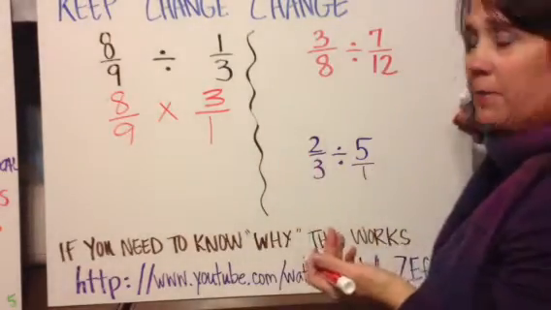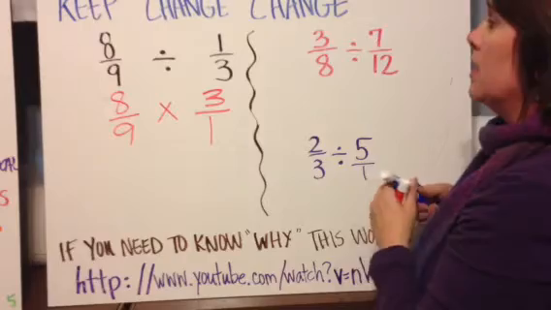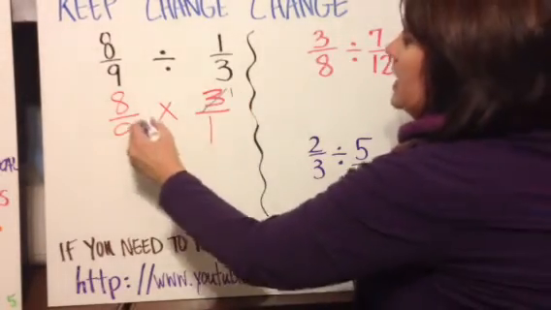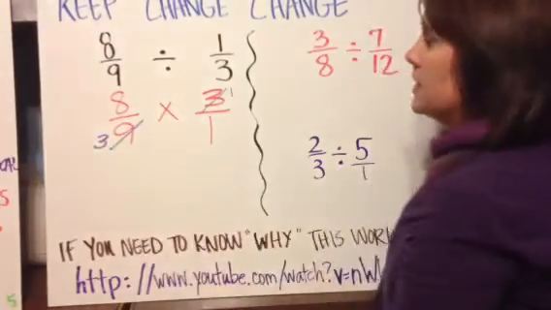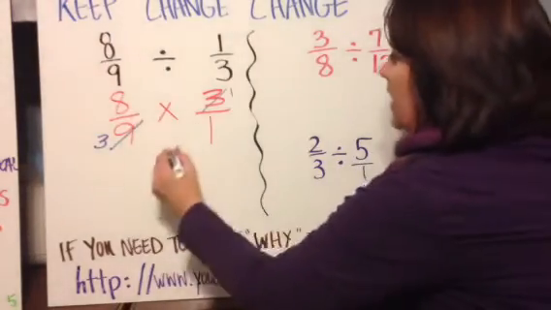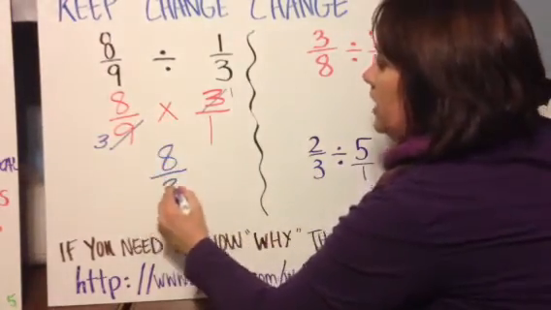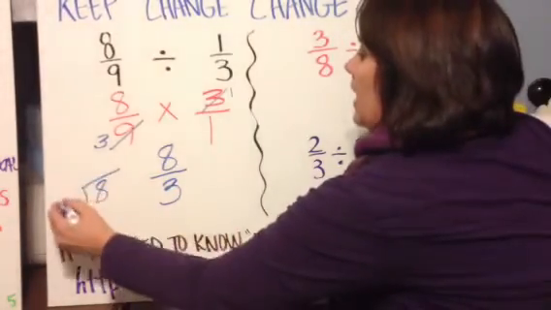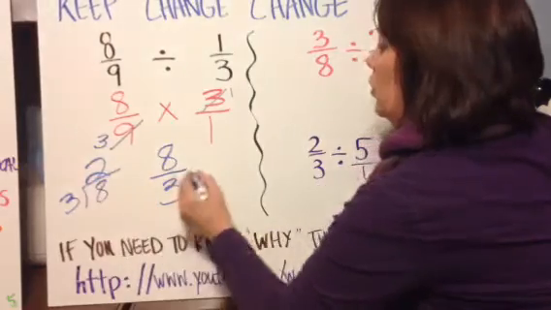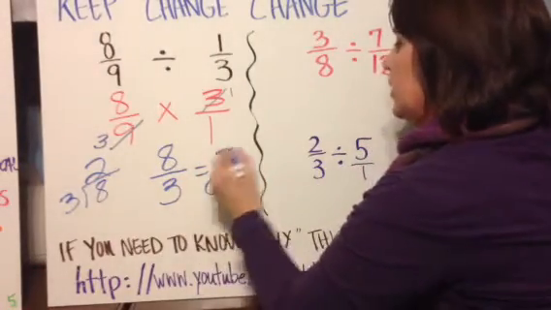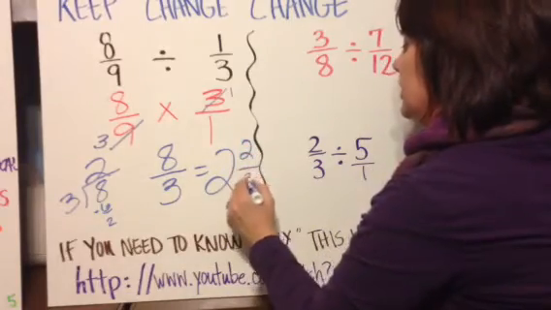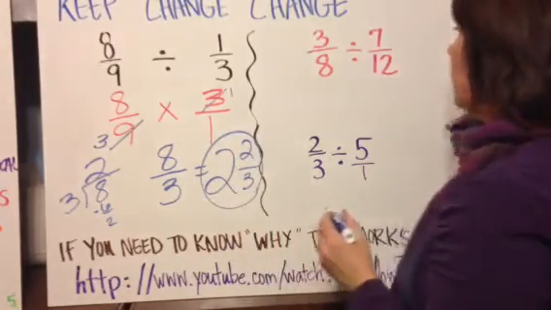And then I multiply. I am going to do some simplifying before I multiply. I know 3 goes into 3 once, and 3 goes into 9 3 times. 8 times 1 is 8. 3 times 1 is 3. That's improper, so I need to change it to a mixed number. And 3 goes into 8 2 whole times with 2 left over. So I get 2 2/3. Let's practice a couple more.